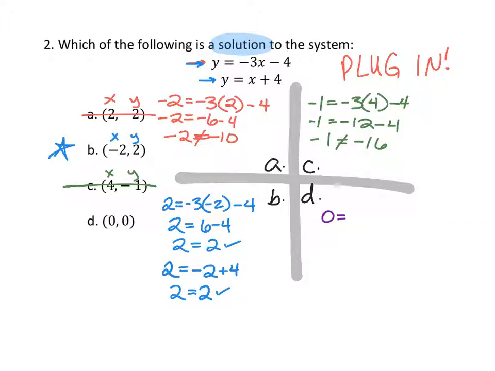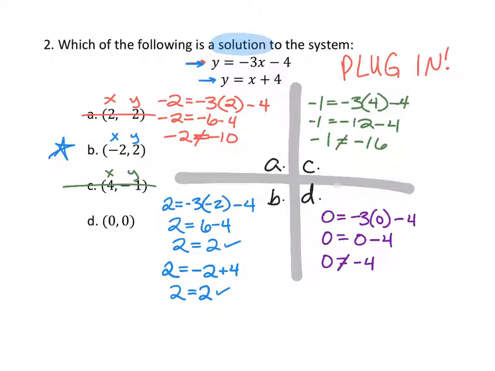Yeah, if we plugged in 0, this would be 0 equal to negative 3 times 0 minus 4. Well, negative 3 times 0, that's 0. And 0 minus 4 is negative 4. So, is 0 equal to negative 4?